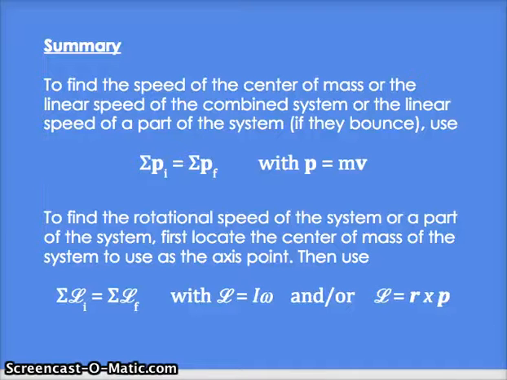But if you are interested in the rotational motion of the system or of a part of the system, you've got to first locate that center of mass point so that you know what the axis point is. It's not going to be given to you because the system isn't nailed into the wall. And in that case, you can write the angular momentum values around that point, calculate I around that point, and use our conservation of angular momentum.